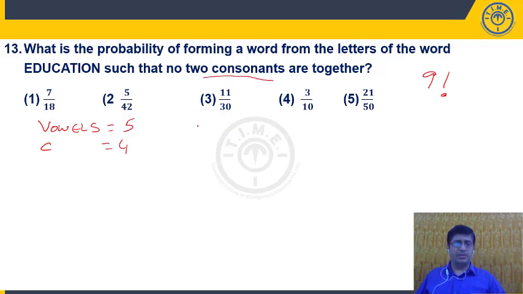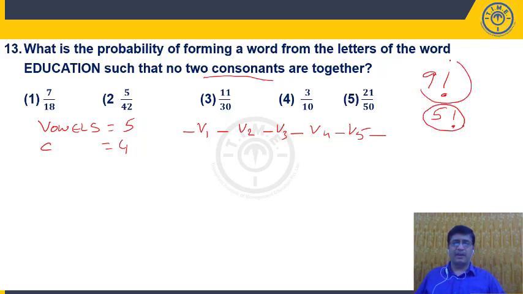No two consonants are together means now let me take the positions here. 5 vowels are there: vowel 1, vowel 2, vowel 3, vowel 4, vowel 5. So the possible positions are 1, 2, 3, 4, 5, 6. In these 6 positions I can arrange the consonants. The vowels can be arranged in 5 factorial. Total outcomes 9 factorial. Now consonants are 4 and 6 possible positions are there. The possible permutations are 6P4.